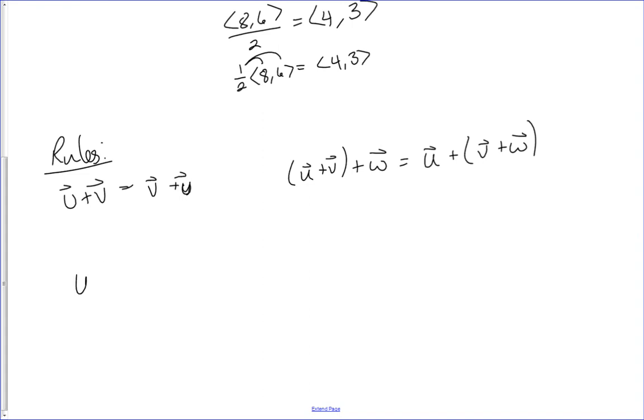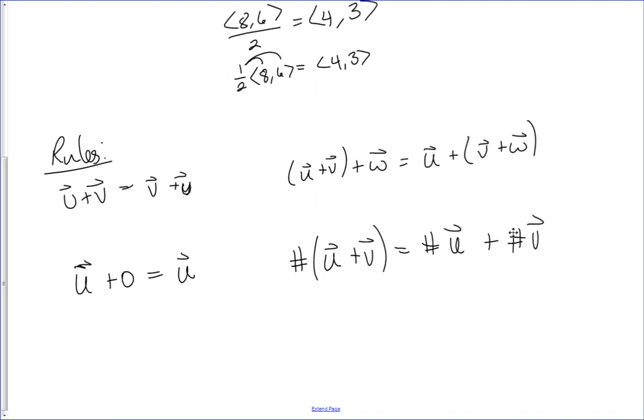And a vector plus 0 is simply that same vector. Okay, a vector plus 0 is simply that same vector. Also, if you have some scalar, remember a scalar is just a number, if you have some scalar times vector u plus vector v, and of course these could be any letters, I'm just picking u and v, that's the same thing as that number times vector u plus that same number times vector v.